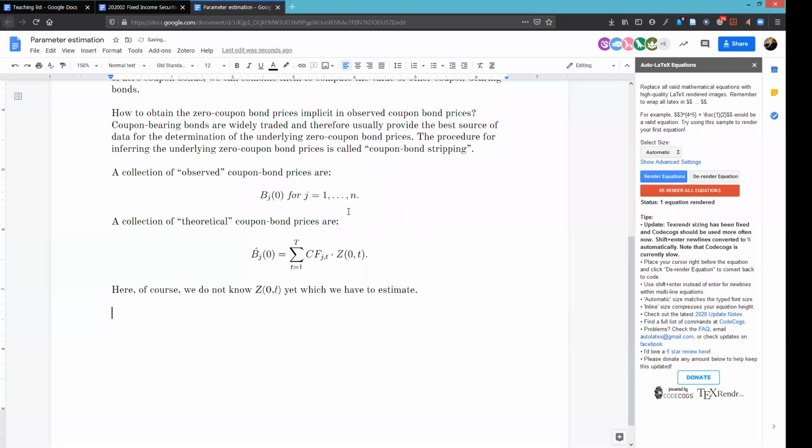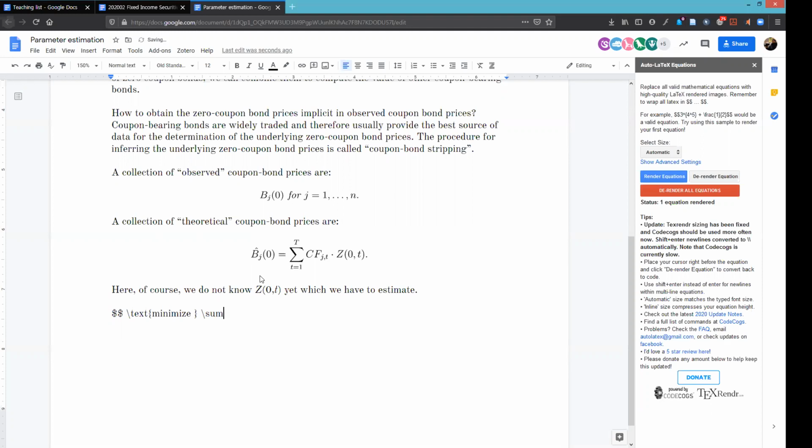So simple. What we have to do is minimize the distance between observed and theoretical price. So we want to find the series of Z that minimizes the distance between theoretical and observed price. That's our goal. We have to minimize the sum of squared distances between observed and theoretical prices.